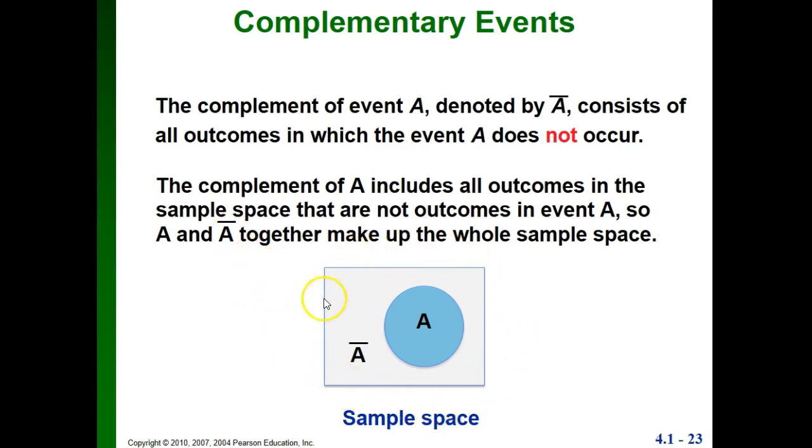Here we have a picture. This is the whole sample space inside of this box. This in the circle is the event A, so everything outside of the circle is the complement of A. So if we put those two together, A and A complement, they give us the whole sample space.